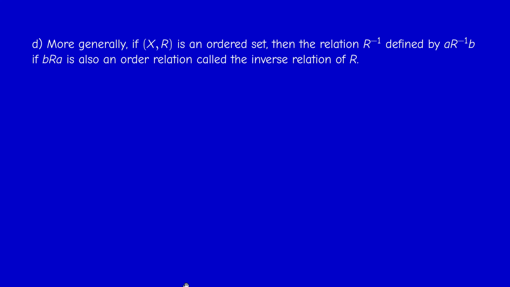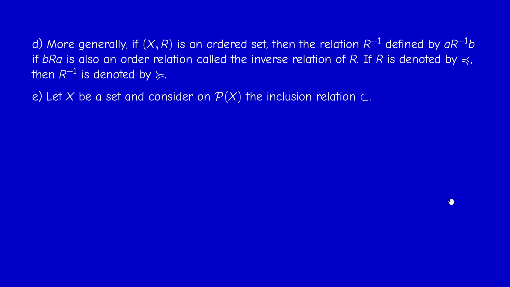And more generally, if we have an ordered set, we can define the inverse order relation R minus 1. So A is related by R minus 1 to B if B is related to A by R. Okay, just symmetry. So if R is denoted by this symbol, curly less or equal, then R minus 1 will be denoted by curly bigger or equal. Another less trivial example of partial ordering, or ordering, same thing. If you have a set X, consider the set of all subsets of X, called the power set of X, the collection of all subsets of X. And consider the inclusion relation among subsets of X. So the elements of this set P of X are subsets of capital X.